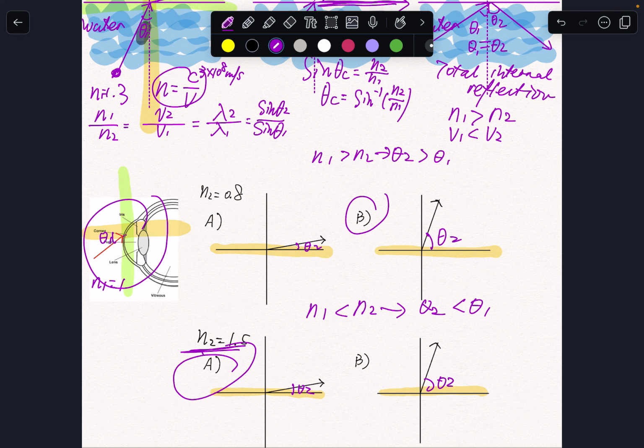Okay, so just read your problem and really pay attention to the details. Okay, I hope that helps.